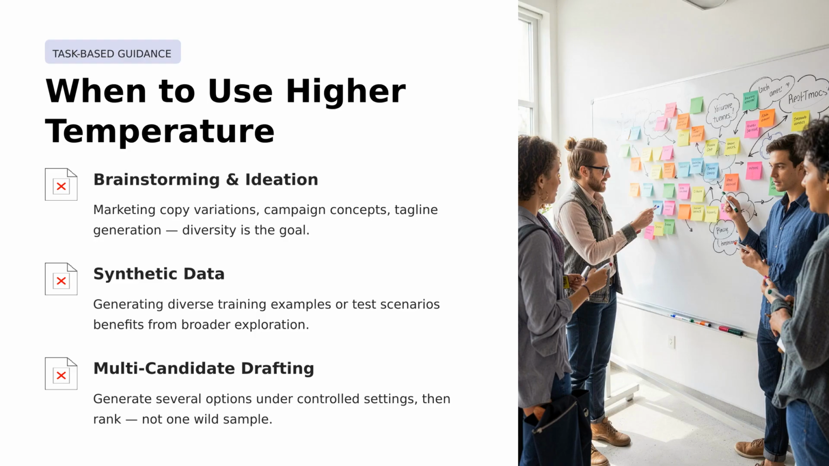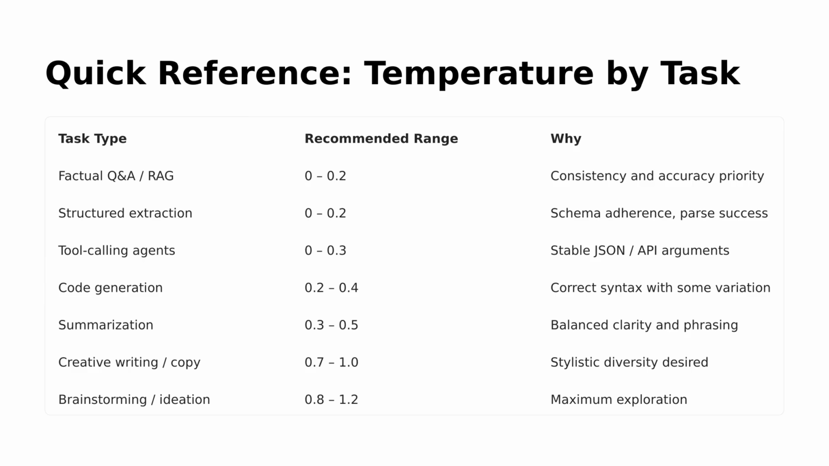Use higher temperature when you want variety, not just precision. It's especially useful for brainstorming and ideation, like exploring marketing copy, campaign concepts, or tagline options where diversity matters. It also helps with synthetic data, since broader exploration can produce more varied training examples or test scenarios. And for multi-candidate drafting, you can generate several controlled options first, then compare and rank them instead of relying on one unpredictable output.